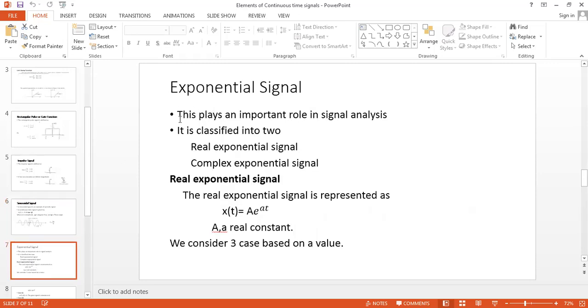Okay, the exponential signal plays an important role in signal analysis. There are two types of exponential signals: real exponential and complex exponential signals. The real exponential signal is represented as x(t) = A e^(at), where A is real and a is a real constant. Here we consider three cases.